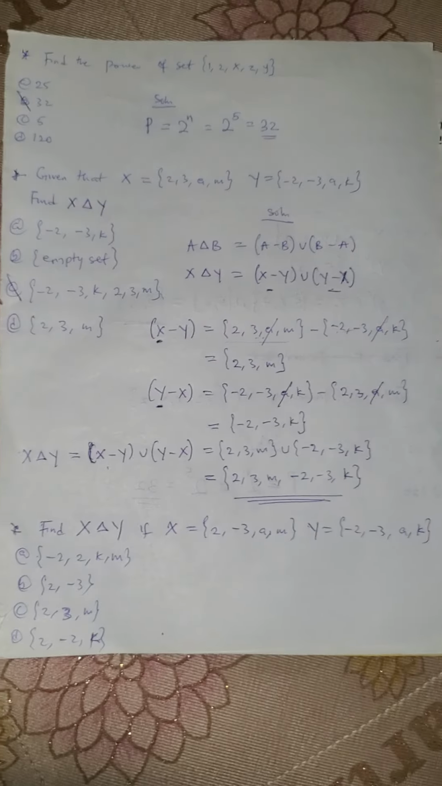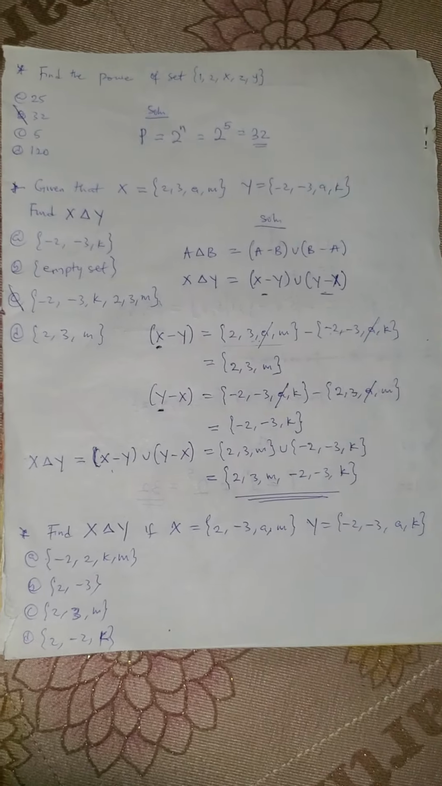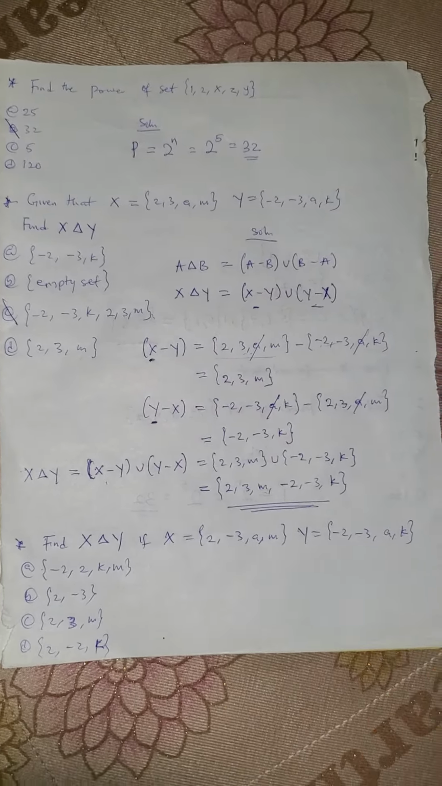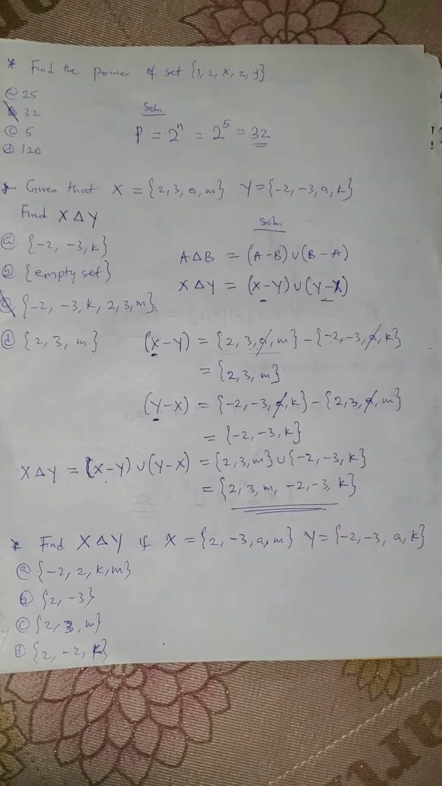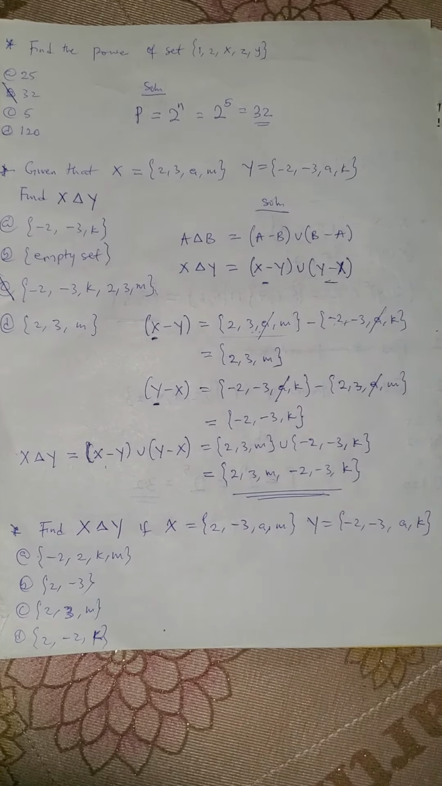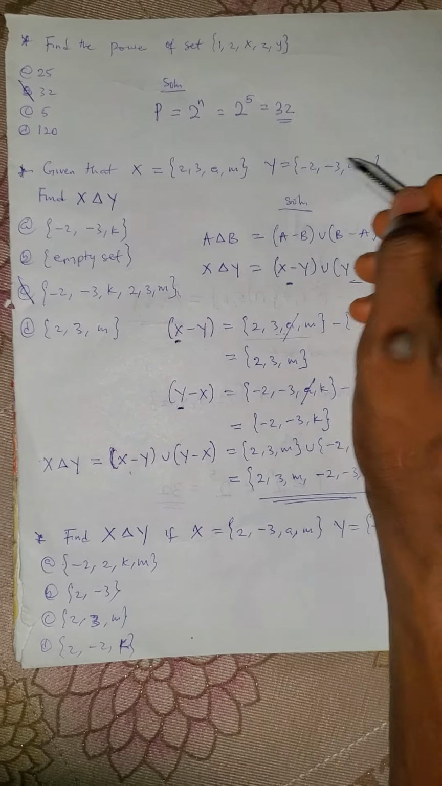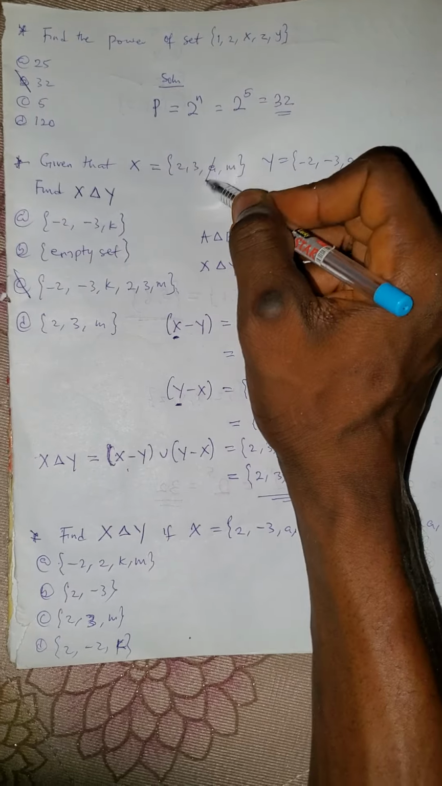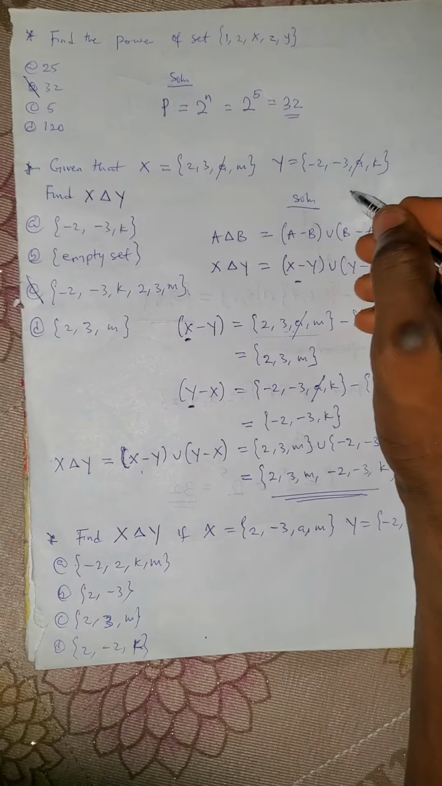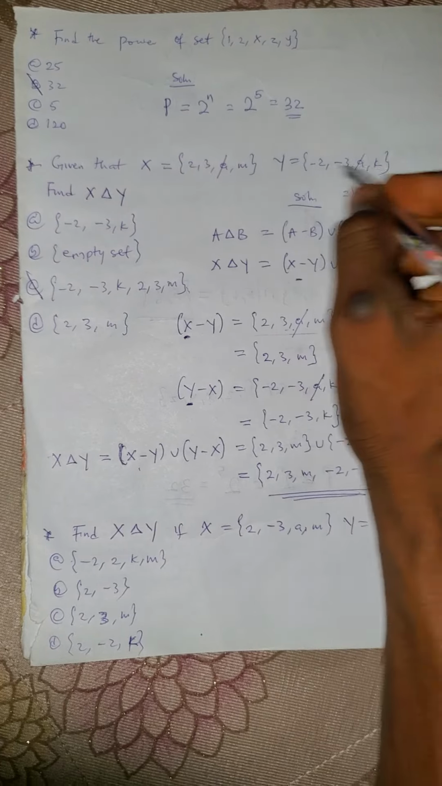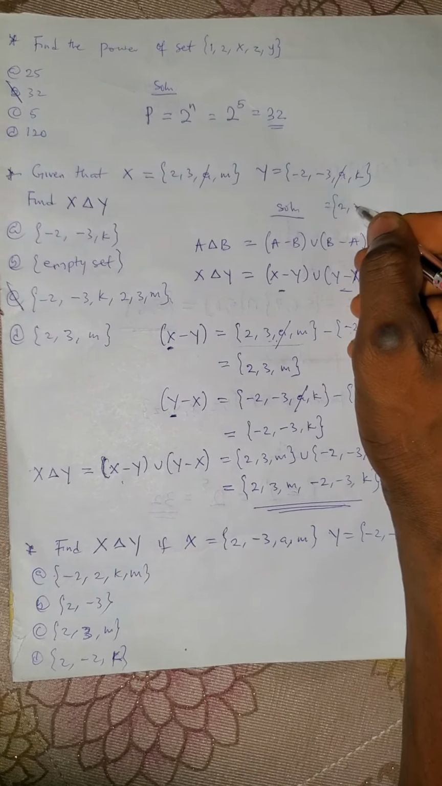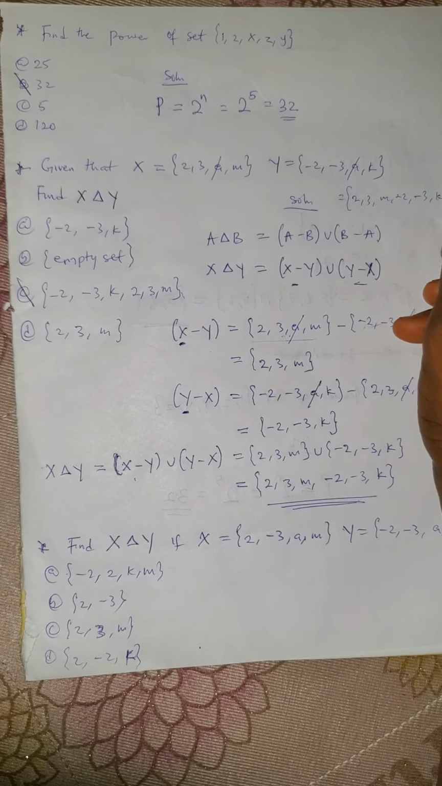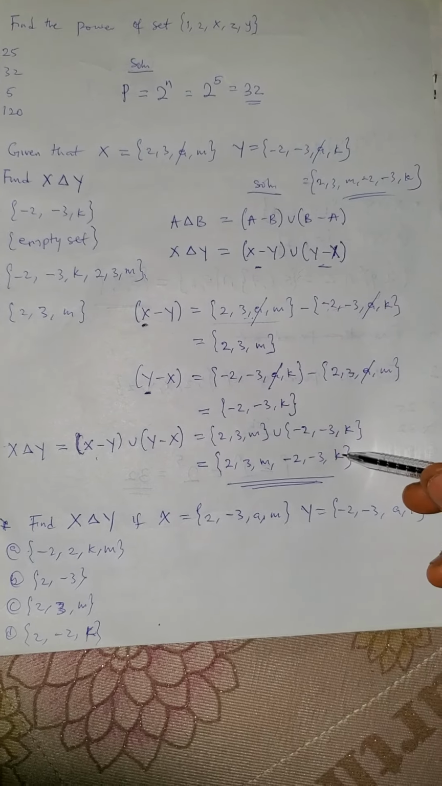The next question. Now let me use this third question to give the shortcut, because it has a shortcut. If you want to use the shortcut for this type of question, all you need to do is check what they have in common. What they have in common is a. After I cancel that, I will write out all the remaining elements, which are 2, 3, m, -2, -3, k. Can you see that it's the same thing as this?